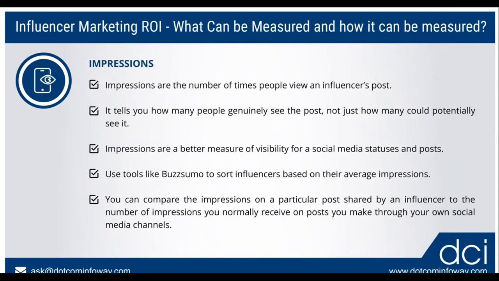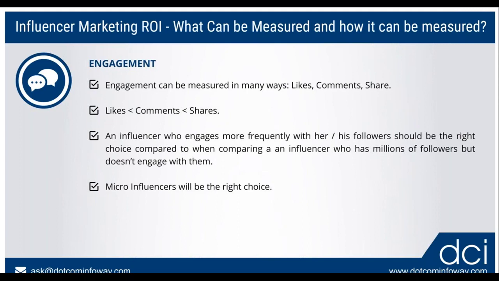So now, how to measure the engagement? Engagement can be measured in different ways, which include likes, comments, and shares. The more shares, the better. That's the order of priority: shares, comments, and likes. An influencer who engages more frequently with their followers should be the right choice, compared to an influencer who has millions of followers but doesn't engage with them at all. A micro-influencer would be a right choice for a lot of industries and verticals, because cost-wise it's less, and you could reach a particular niche of users.